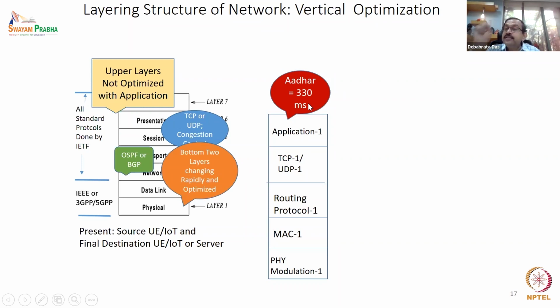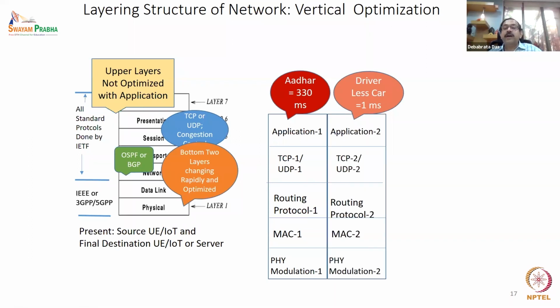Another set of protocols, and same 5G base station, same routers, because the infrastructure is the same. I cannot have a different infrastructure because it is very costly and needs space. So next, another application came in called driverless car. 1 millisecond, same infrastructure is demanding. Then I have to invent another set of protocols, application 2, TCP2, routing 2, MAC 2, PHY 2, which will support me to optimize and give me 1 millisecond.